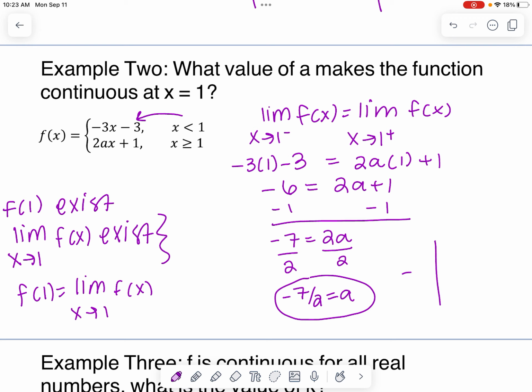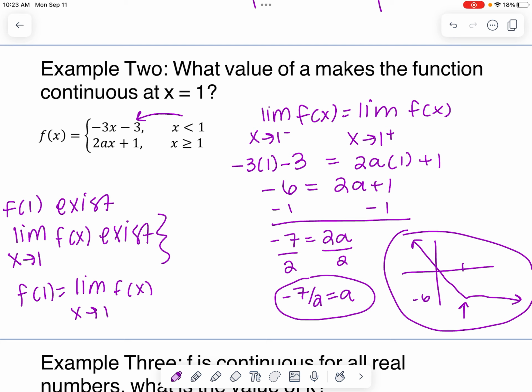And this is a sketch. I did this earlier. But if you were to graph that function with negative 7 halves plugged in for a, it would look like this. And here at this point that we're nervous about, 1, it is connected. There's no hole, it's connected.